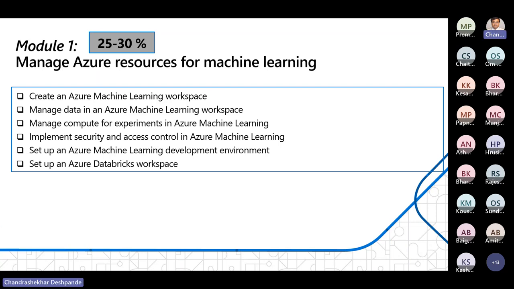Module 1 talks about managing Azure resources for machine learning, and here it mainly talks about what exactly Azure Machine Learning service is, what is an Azure Machine Learning workspace, how do you deal with the data there, and what the different types of computes available are. It's actually an overview of Azure Machine Learning service as well as Azure Databricks. So we will take an overview of both these services. We will not go into too much detail on Databricks, but we will go into a little more detail for Azure Machine Learning.